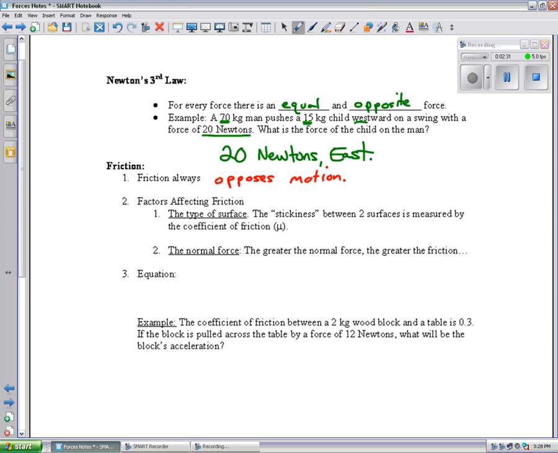And the measurement of the stickiness is called the coefficient of friction. And the letter we use for it is the Greek letter mu. It looks kind of like a curly F, something like that. So the stickier the surface is, the greater that value of mu or coefficient of friction is going to be.